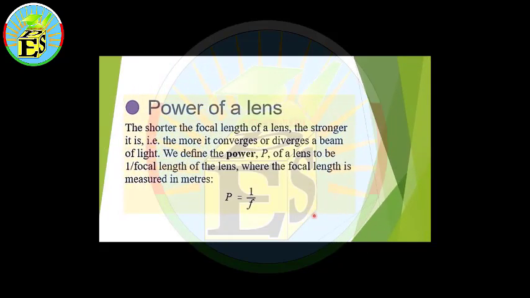Power of lenses: the shorter the focal length of a lens, the stronger it is. It means the more it converges or diverges a beam of light. We define the power P of a lens to be 1 over the focal length of the lens, where the focal length is measured in meters. P equals 1 over f.